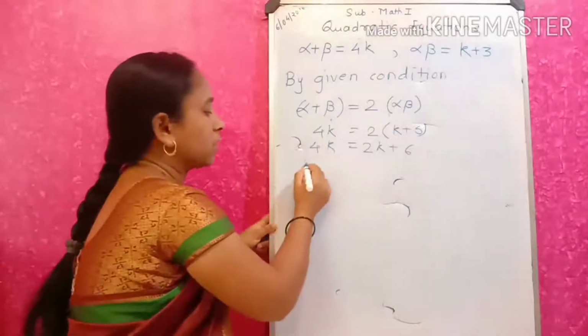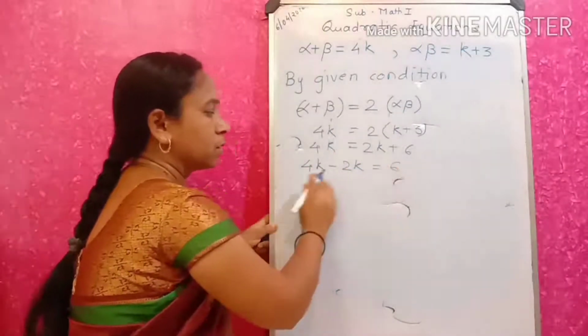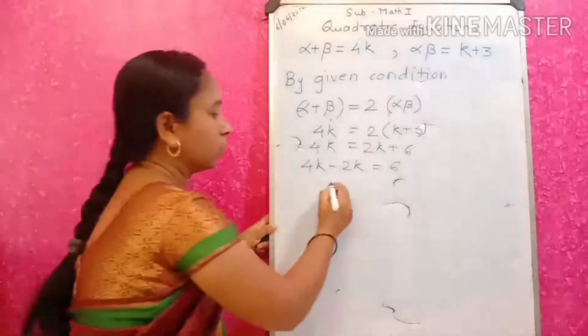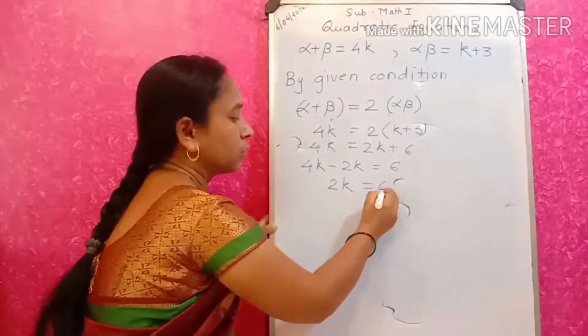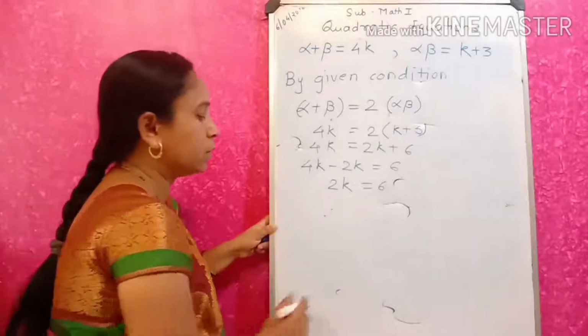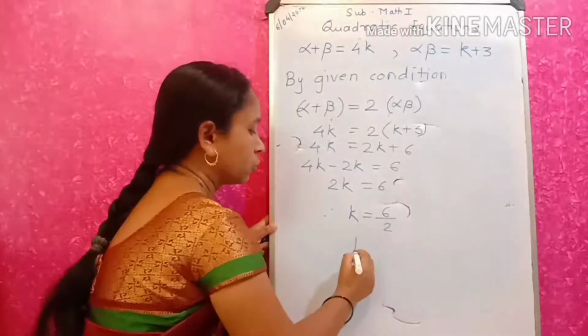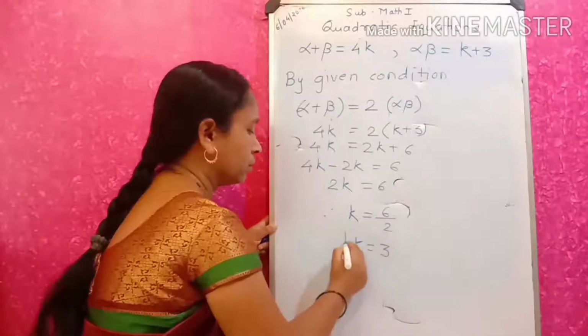Transfer it to this side. So 4k minus 2k is equal to 6. Here you will get the answer 2k is equal to 6. If you transfer 2 to that side, it will be in division, then k is equal to 6 upon 2. So k is equal to 3.